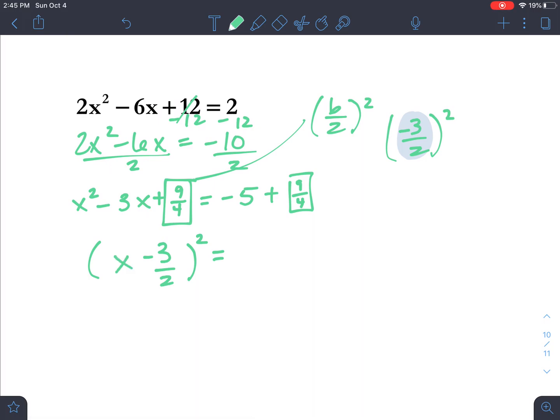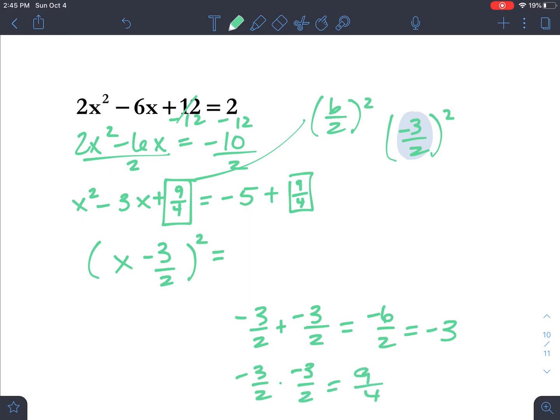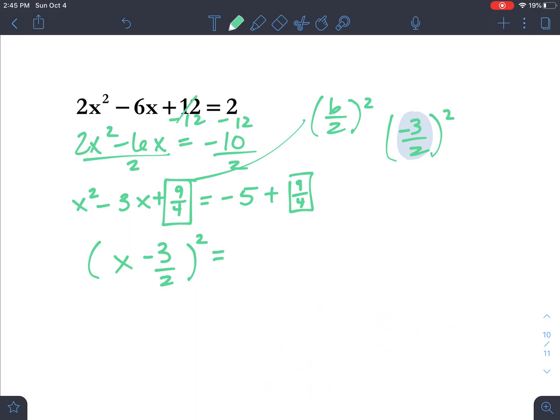Okay, what 2 things multiply to 9/4 and add to -3? Well, -3 halves plus -3 halves would give me -6 halves, which is -3, and -3 halves times -3 halves gives me 9/4. So it fulfills both of those properties of factoring here. It's just kind of strange. Obviously, we don't typically factor with fractions. And then -5 plus 9/4. Why don't we write this as -20/4 plus 9/4? Again, I can do that because I'm just changing the -5 into a denominator of 4, and I get -11/4.